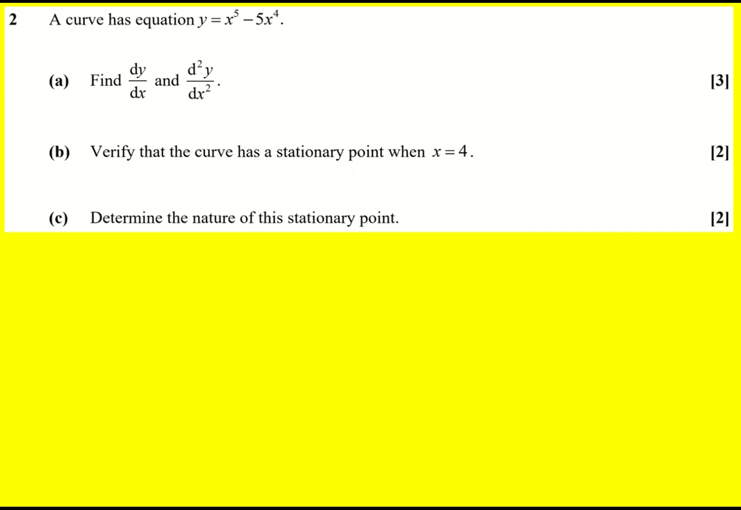y equals x to the 5 minus 5x to the 4. We're asked to find dy by dx and d2y by dx squared.